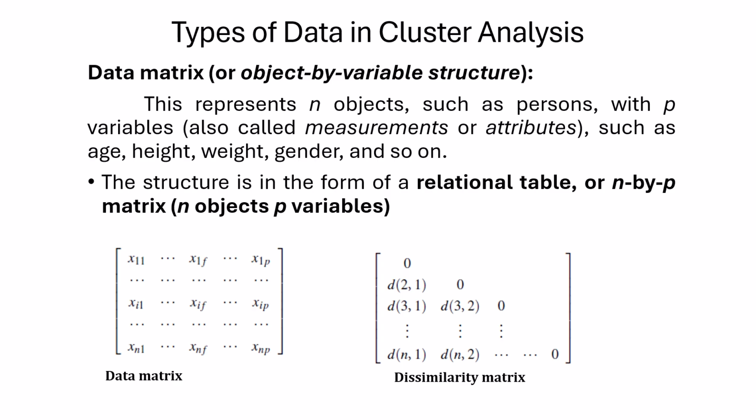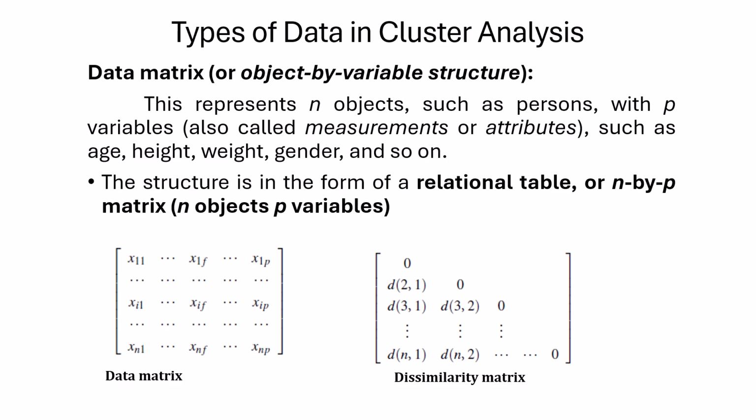Data matrix. The structure stores the n data objects in the form of a relational table, an n by p matrix, as shown on the screen. Each row corresponds to an object. As part of our notation, we may use f to index through the p attributes.